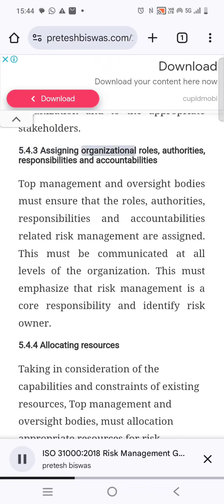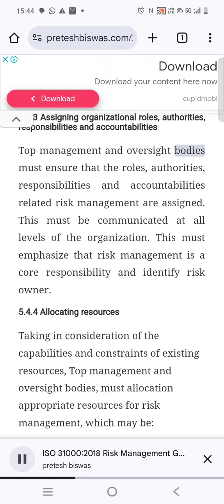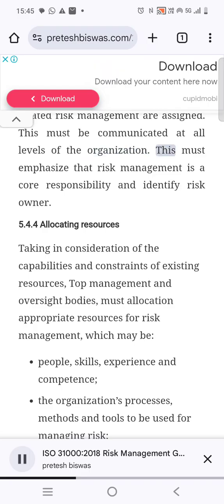5.4.3 Assigning organizational roles, authorities, responsibilities and accountabilities. Top management and oversight bodies must ensure that the roles, authorities, responsibilities and accountabilities related to risk management are assigned. This must be communicated at all levels of the organization. This must emphasize that risk management is a core responsibility and identify risk owners.